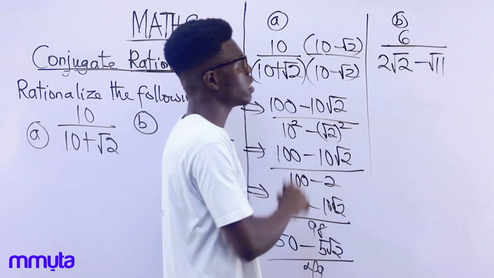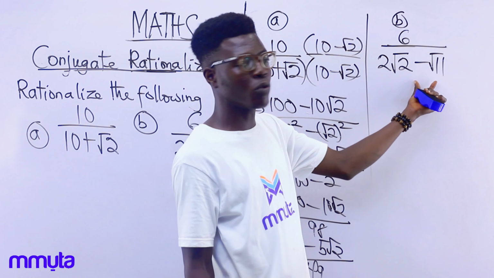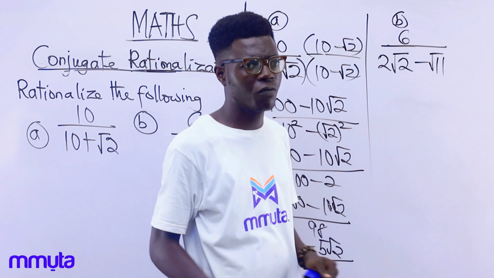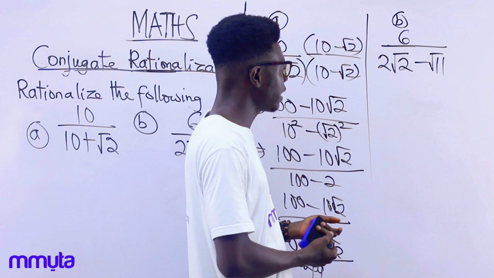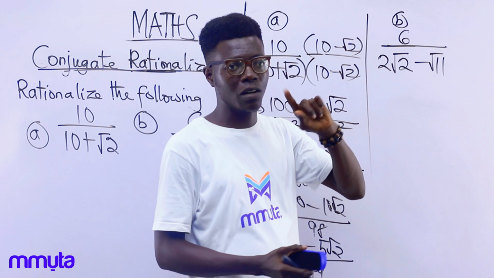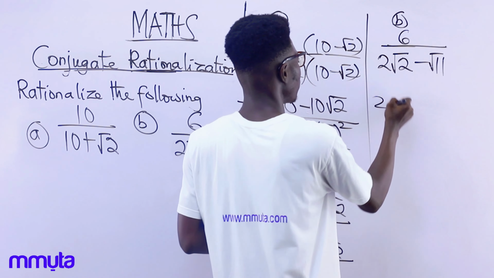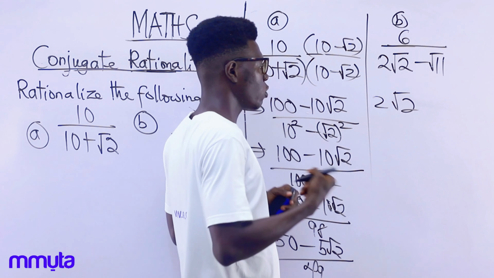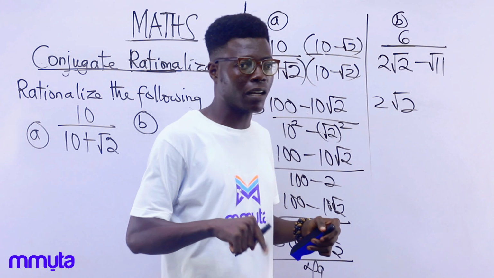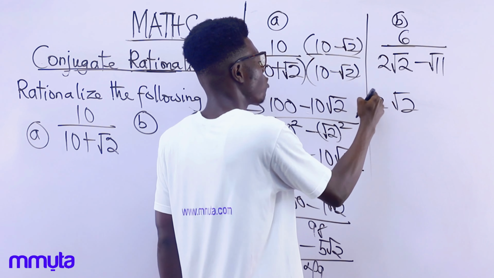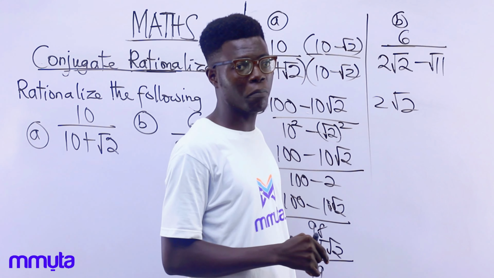Alright. So in this case, we have 2 root 2 minus root 11. You can continue with this and solve it, but it is better for us to make this a single surd. How do we make it a single surd? We have 2 root 2. You ask yourself, what is that number that you take the square root of to give you 2? And that number is 4.